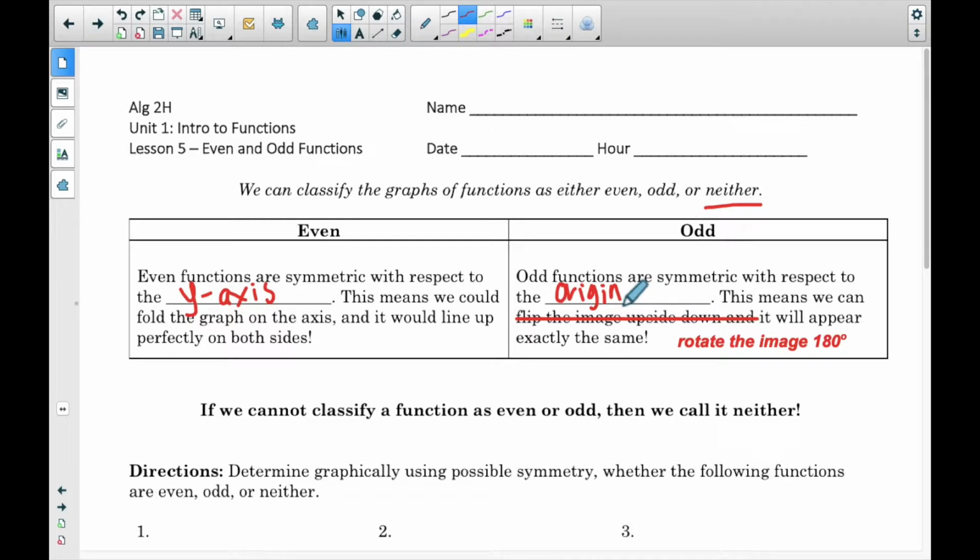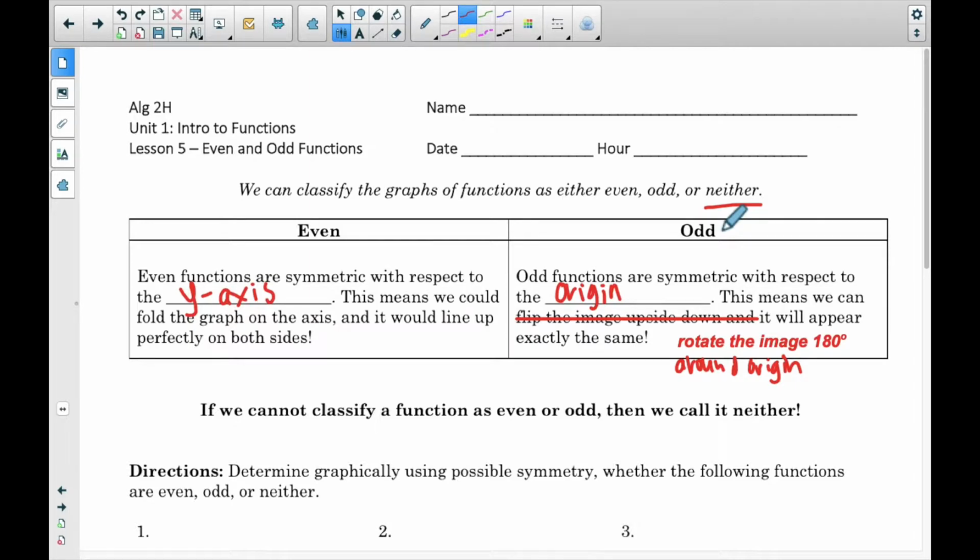And this means that we can, and there's a typo here. So if you'll cross out, flip the image, that part, because what this means is that we can rotate the image 180 degrees about the origin. And if we do that, it will look the same.